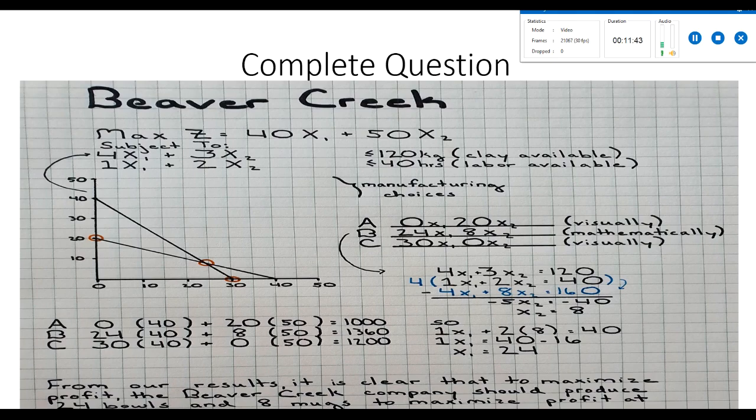It was a relatively straightforward problem. It was relatively easy to solve because it was a two-variable, two-constraint problem, and it's something we've looked at time and time again. There was nothing tricky or complicated about this question. However, that won't necessarily be the situation moving forward. It's not always going to be this simple.